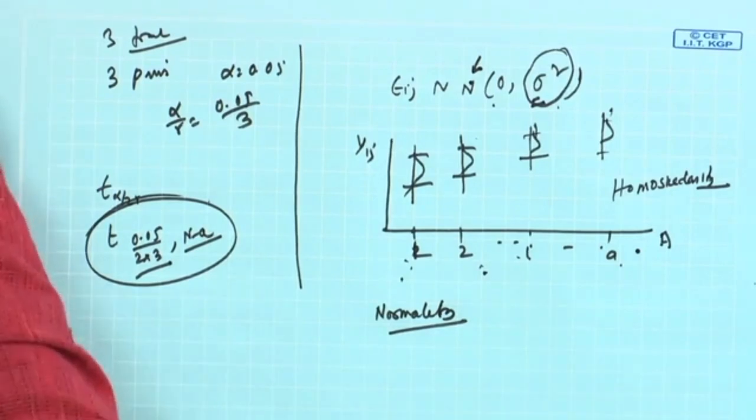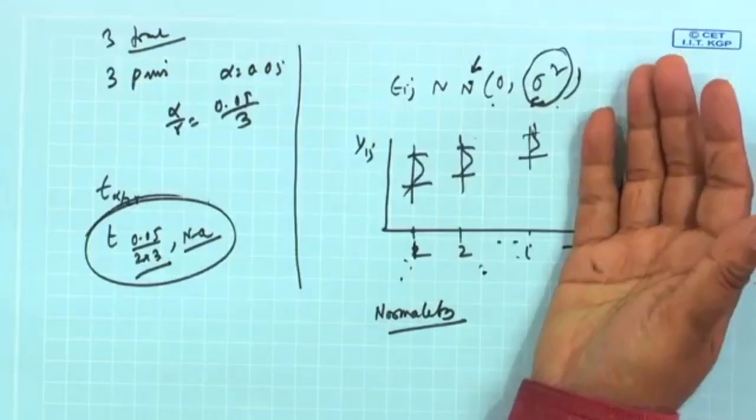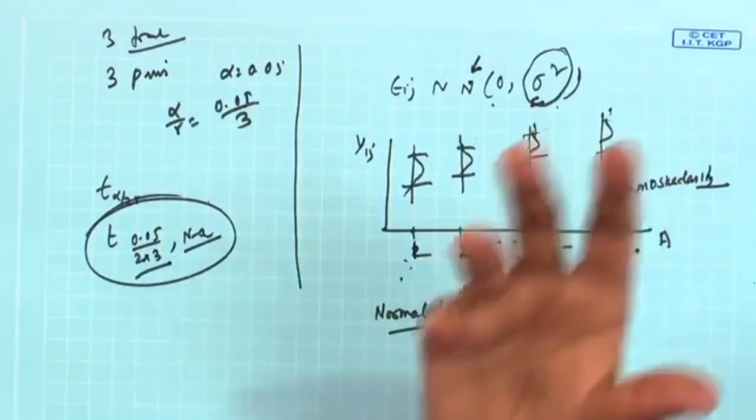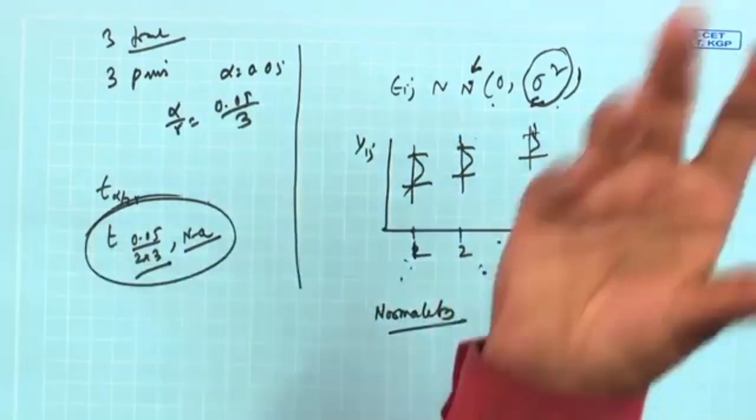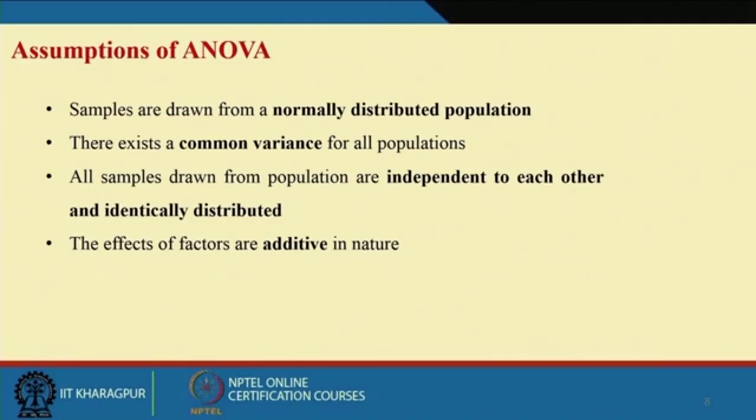we will explain. Another assumption is that every observation is independent and identically distributed, meaning they are all coming from a normal population with those particular parameters of the normal distribution. If they are coming from some other population, it is true for everybody, but all are independent and identically distributed. And the effects of factors are additive in nature, meaning if you increase the factor level from 1 to 2, the effect on response will be the same as if you increase from 2 to 3.